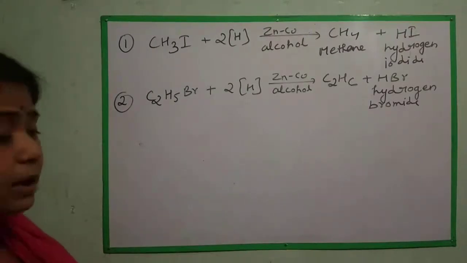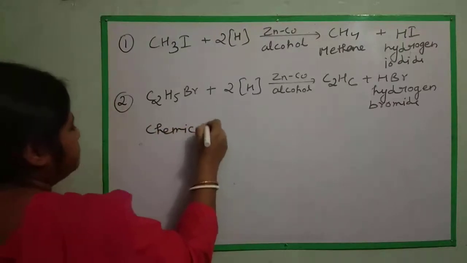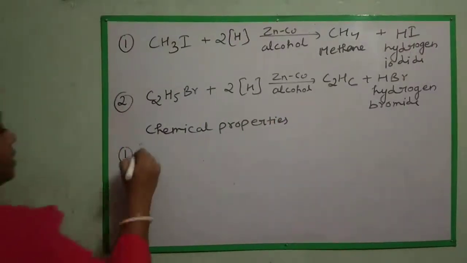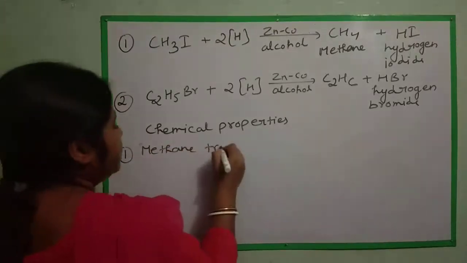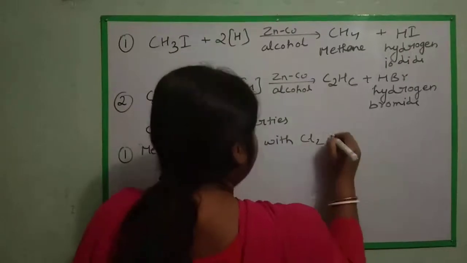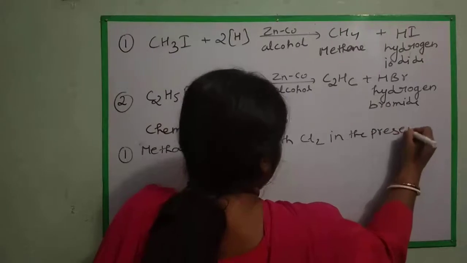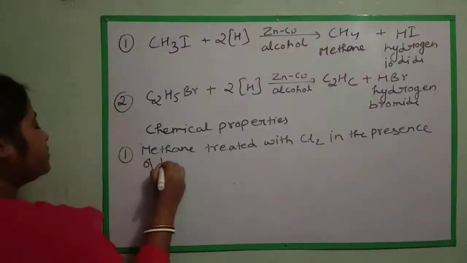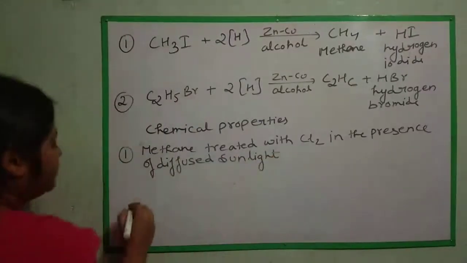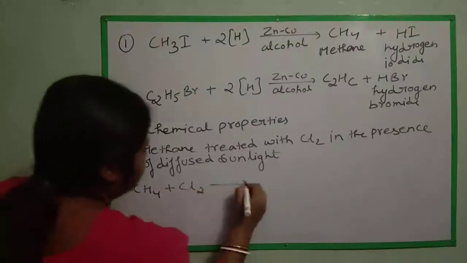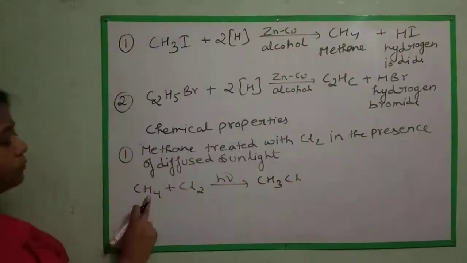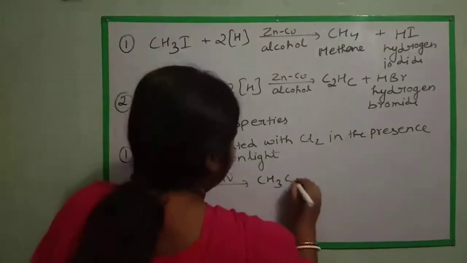Now we move on to the chemical properties of methane and ethane. First chemical property: methane is treated with chlorine in the presence of diffused sunlight. Methane CH4, treated with chlorine in diffused sunlight, forms CH3Cl, which means one hydrogen moves, and this one hydrogen and one chlorine combine to form HCl.